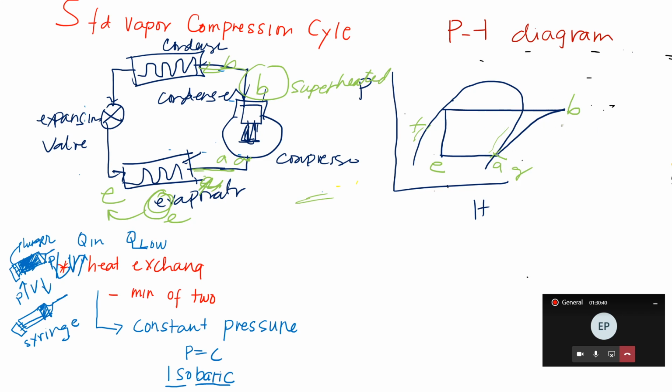Pagpunta niya dito sa mga region na to, region na to ay superheated, no? So meron tayong mga temperature lines, right? Temperature lines 'yan. Ngayon, yung B, ano naman to? Pwede kong tawagin to na C, para lang maganda ang ating notation. A, B, C. Saan yung C dito, class? Entrance ng condenser. No?